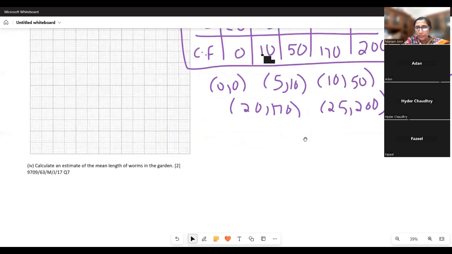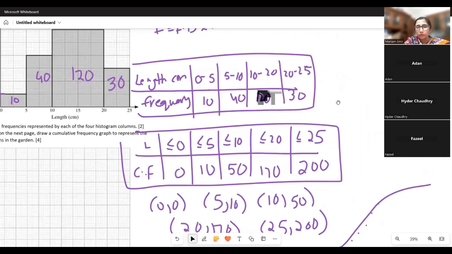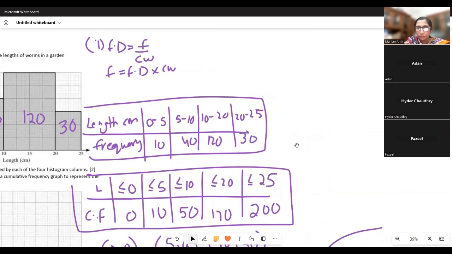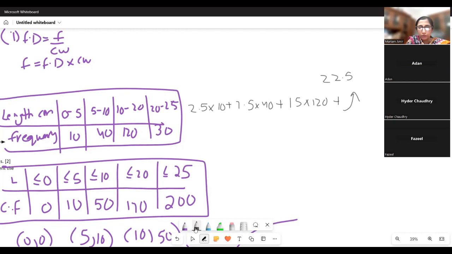Calculate an estimate for the mean length. अब mean के लिए वही O levels वाला काम, midpoint into frequency and so on. तो इसके लिए हमें यही टेबल यूज करना है. So 0 to 5 का midpoint हो गया 2.5. So 2.5 into 10 plus 7.5 into 40 plus 15 into 120 plus 22.5 into 30.